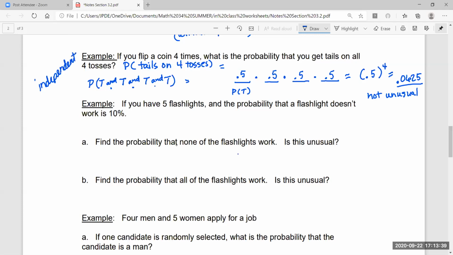What happened in the first trial did not affect the probability of what happened in the second trial. Did not affect the probability of what happened in the third trial. Did not affect the probability because that coin has no memory.